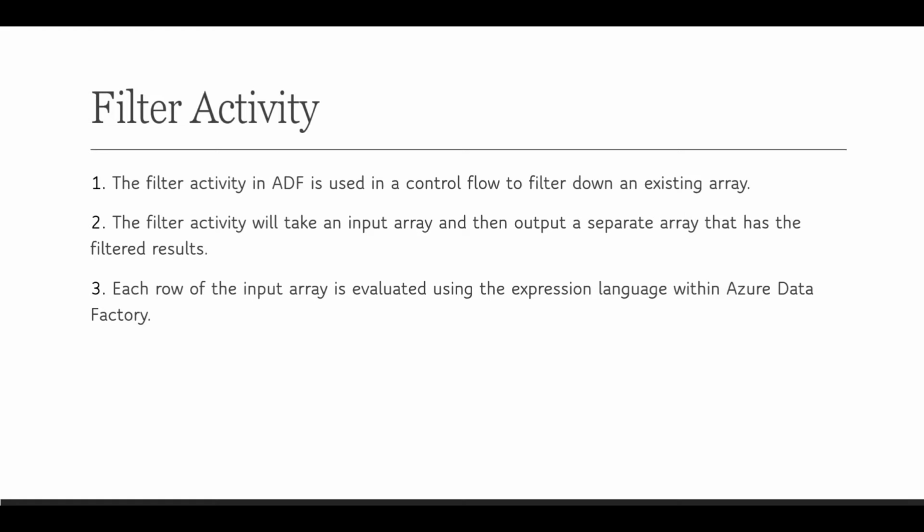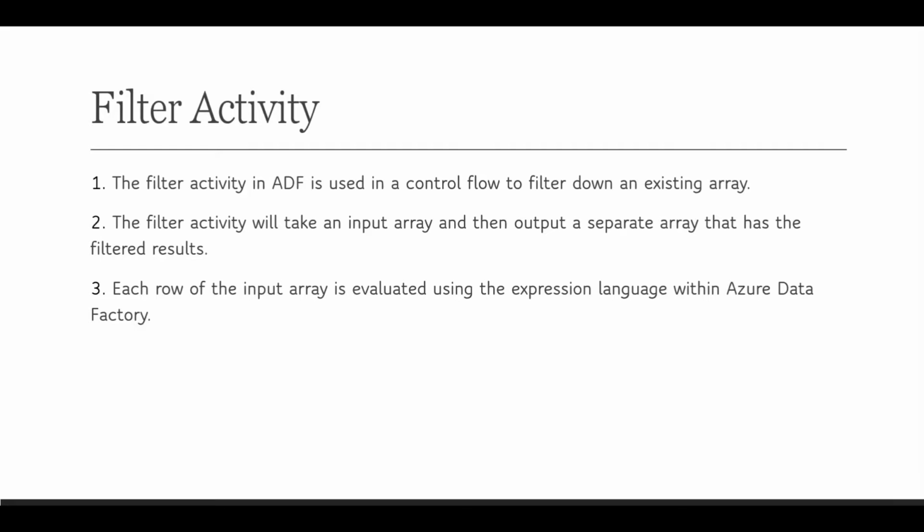Hi everyone, we are discussing the control flow activities in Azure Data Factory. In our last session, we discussed the Get Metadata activity with an example. In this video, we will discuss the Filter activity, how we can use it and where we should use it. We generally use the Filter activity in the pipeline to apply a filter condition to an input array.